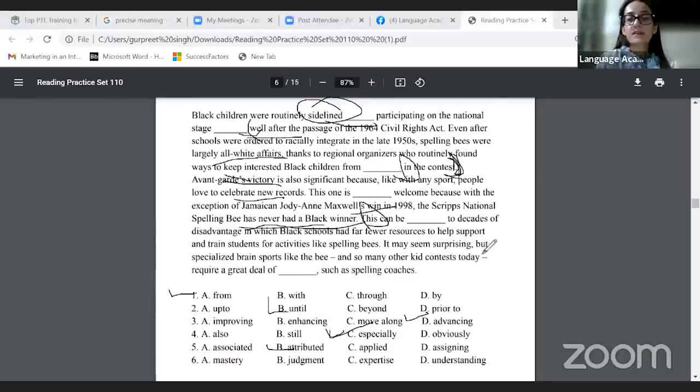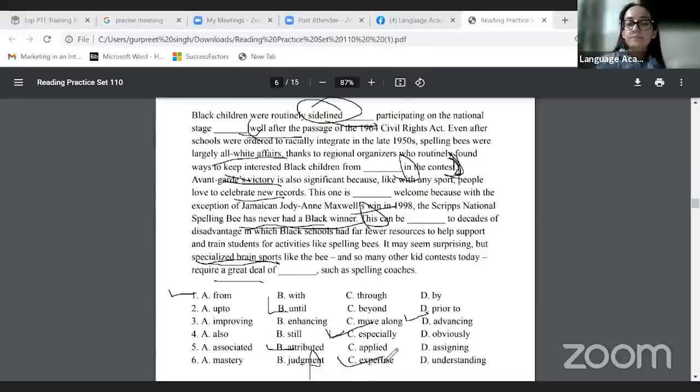It may seem surprising, but specialized brain sports like bees and so many other contests require a great deal of dash, such as spelling coaches. So if you want to participate or win in these kinds of competitions, you need specialized brain sports. If you want to participate in these specialized brain sports, then you need a great deal of what? Mastery, judgment, the spellings are wrong, expertise and understanding. So a great deal of expertise. You have to be expert in these things.